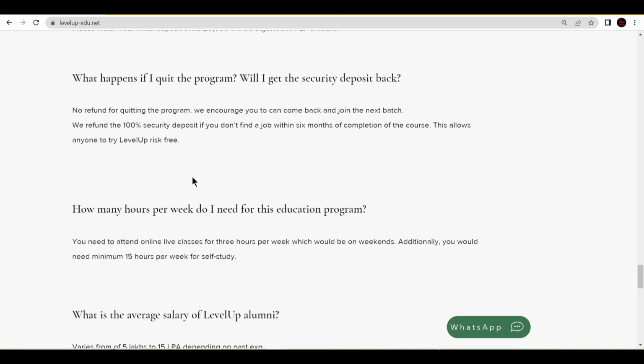Now, one more important thing is how many hours per week do I need to give for this education program? So here you can find that you will have to give 3 hours per week. Live classes of 3 hours per week, which would be on the weekends. And additionally, you would need a minimum of 15 hours per week for self-study.